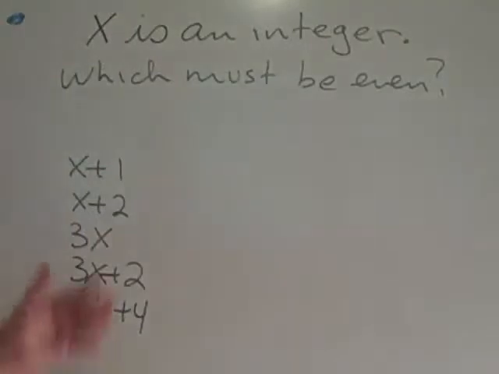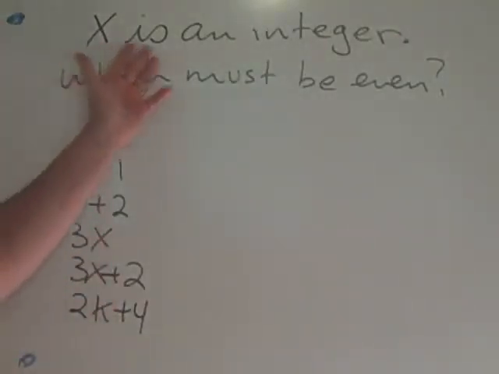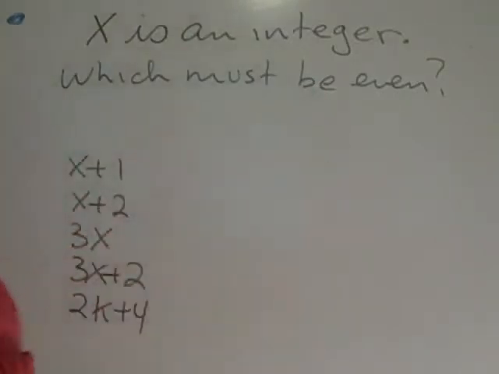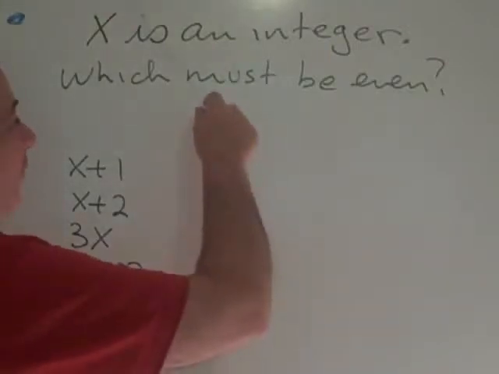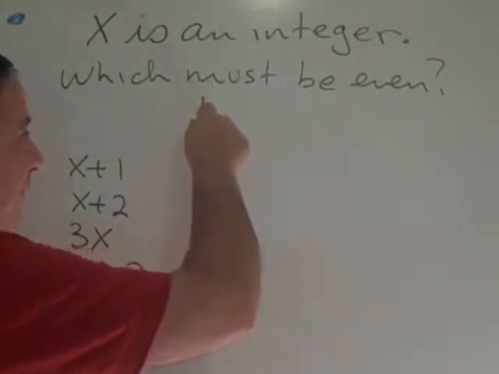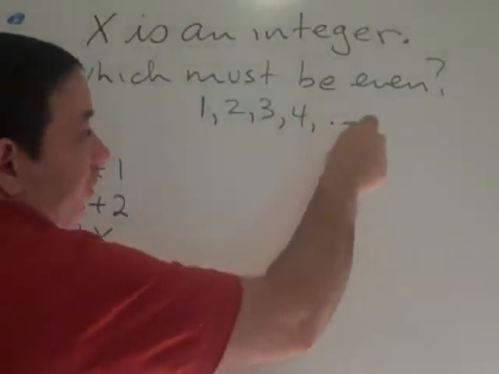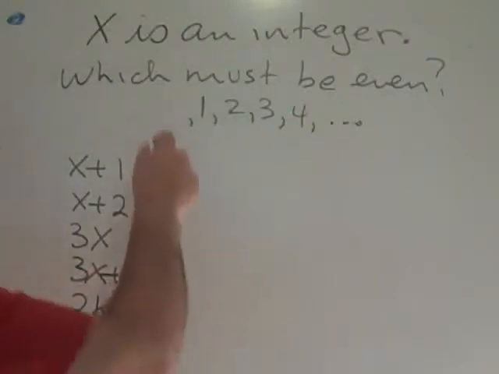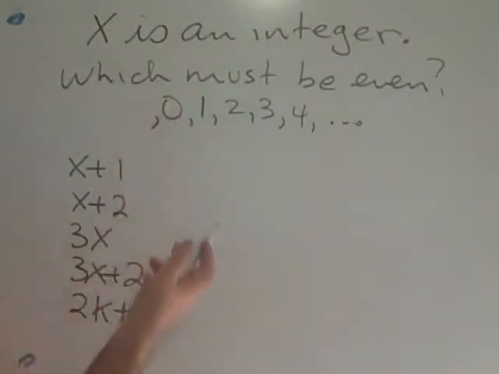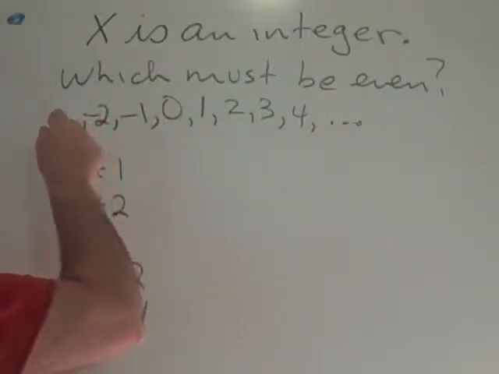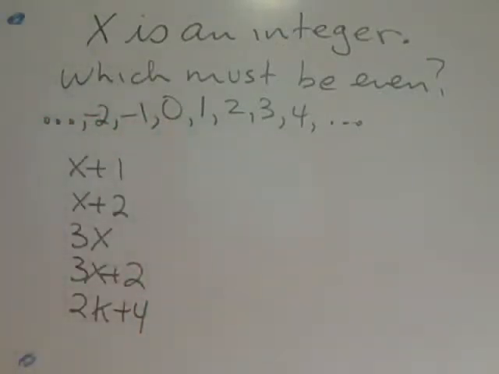You're given this problem. X is an integer. Which of these must be even? Well, the first thing is, what's an integer? Well, an integer contains the counting numbers. And when we count, we go 1, 2, 3, 4, and so on. But the integers also include 0 and the negative counting numbers, -1, -2, etc. So which of these must be even?